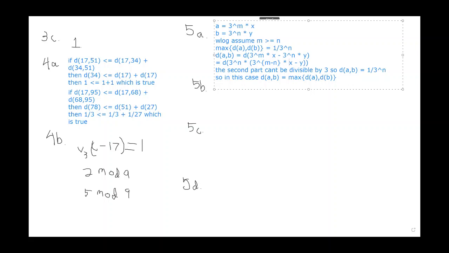Now, all you need is you want this to be less than or equal to 1 over 3 to the n. And that actually just follows from the fact that this whole thing here, if you can see my highlight, is divisible by 3 to the n. The fact that it's divisible by 3 to the n means the largest power of 3 that divides it is at least n. And so d of it is less than or equal to 1 over 3 to the n.